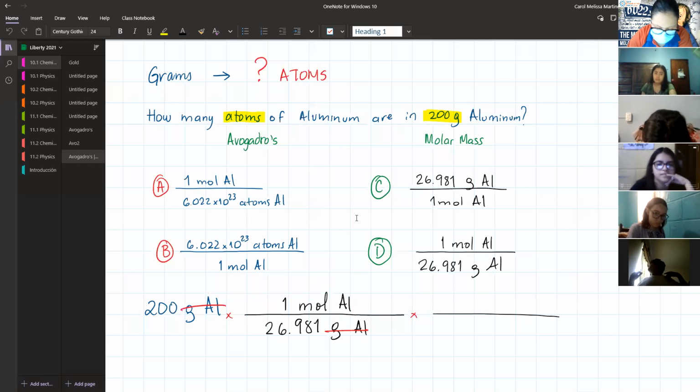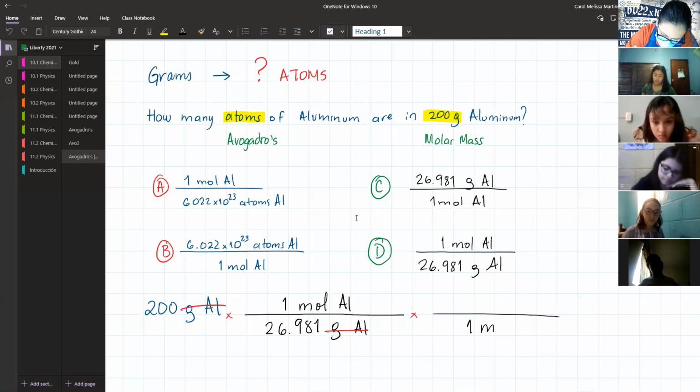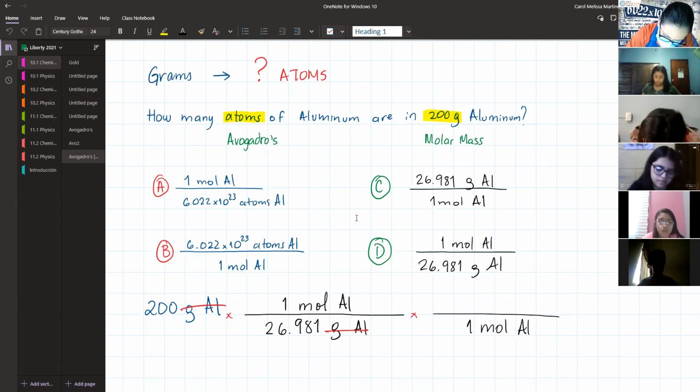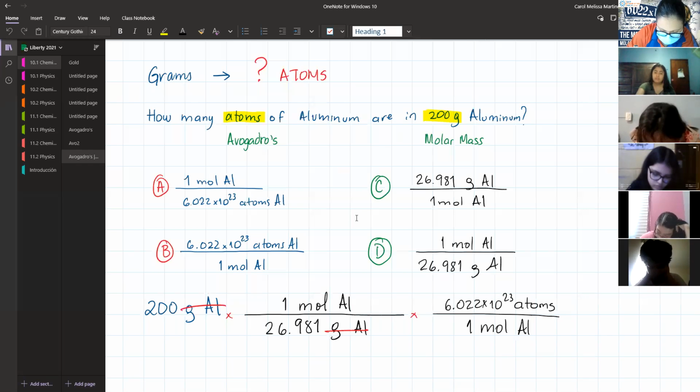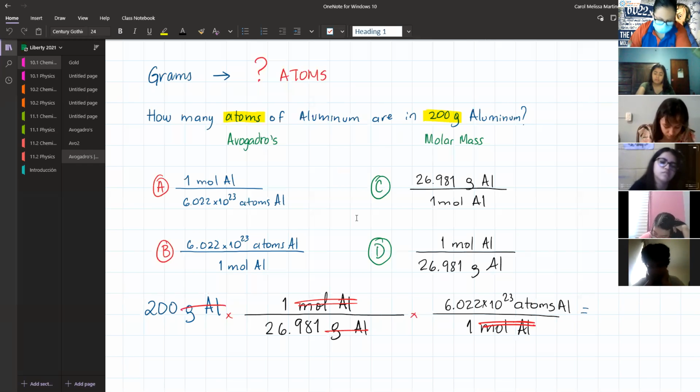What conversion factor should I use to get rid of the moles of aluminum to obtain atoms? B. So you say 1 mole of aluminum, 6.022 times 10 to the 23rd power atoms of aluminum. How much is this? 4.46 times 10 to the 24 power atoms of aluminum.